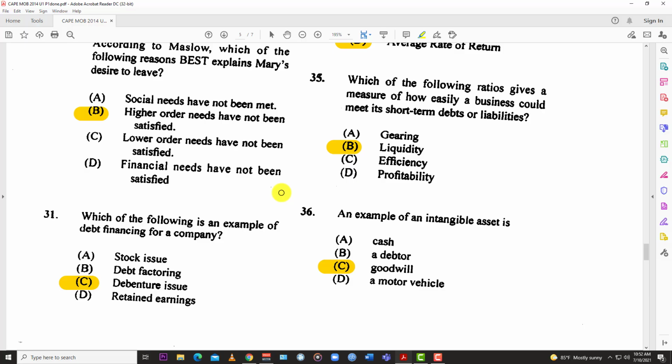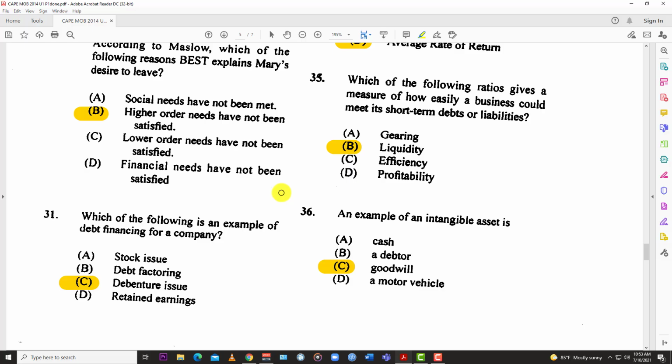So if you issue stocks, that means that you're becoming a part owner. So that's not debt. That's equity financing, being a part owner. Debt factoring, that's a word to just throw you off. Debt factoring is where you package your debts and you sell them to somebody else because you're good for it. Retained earnings, meaning the money you hold back from making profit, you use that to finance the company. That's not debt.